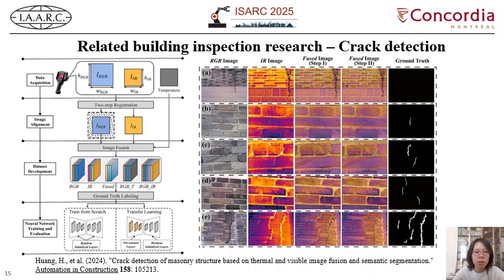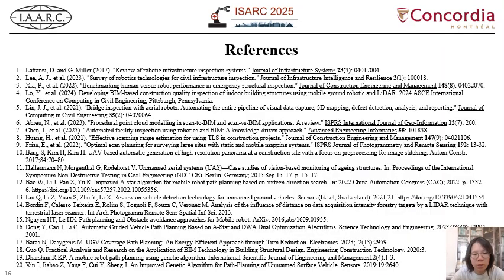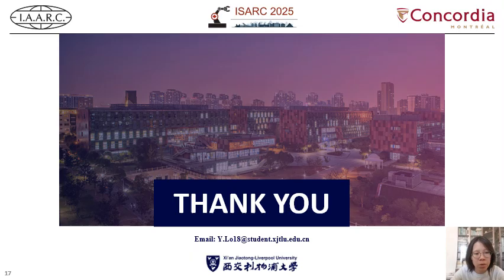After image fusion, we developed this data set with different kinds of image channels, and then we put it into the neural network for training and evaluation. This is the result of the crack detection. We can detect better with the IR image. And these are the references that we used.